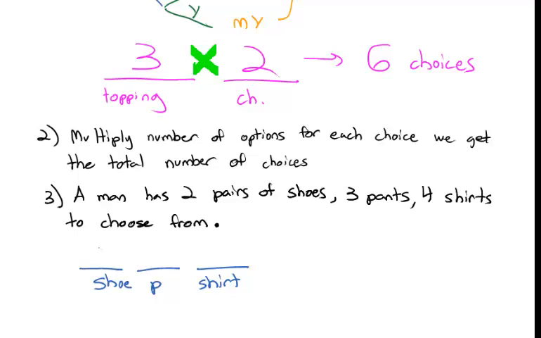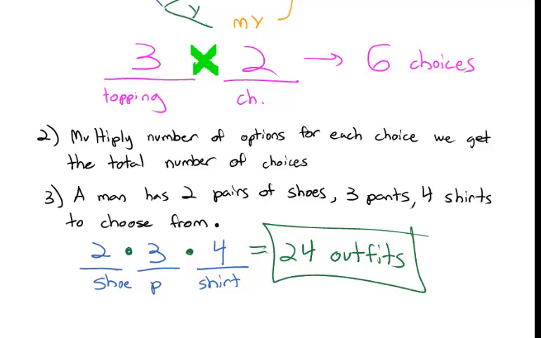So for the shoe, there are 2 choices. For the pants, there are 3 choices. And for the shirts, there are 4 choices. To find the total number of outfits, we just have to multiply the choices together. 2 times 3 is 6. 6 times 4 is 24 different outfits that this man could select for the day. His wife only hopes that they match.